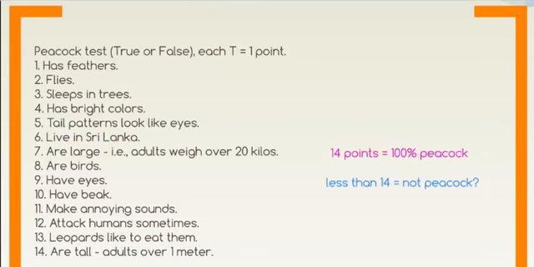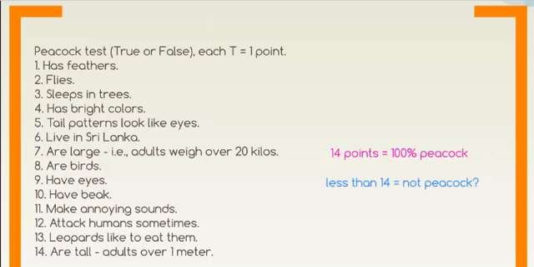And for example, I could give you the Peacock Test, which I just made up, where each true is 1 point in favor of being a peacock. Number 1, they have feathers, they fly, they sleep in trees, have bright colors, tail patterns look like eyes, they live in Sri Lanka, are large, they weigh over 20 pounds to be more specific. They are birds, they have eyes, they have beaks, they make annoying sounds, and they attack humans sometimes. Leopards like to eat them. They're tall. They stand over 1 meter tall in the adult.